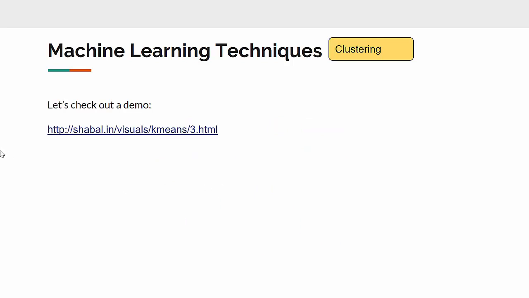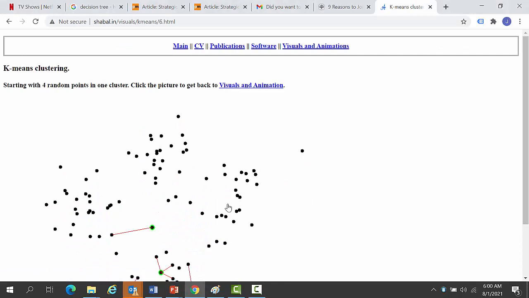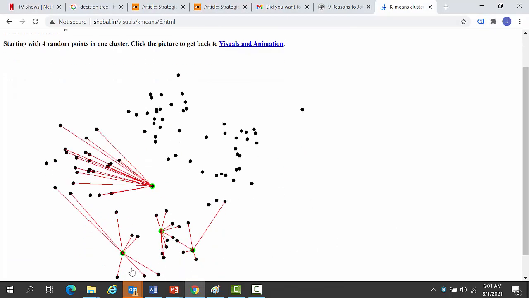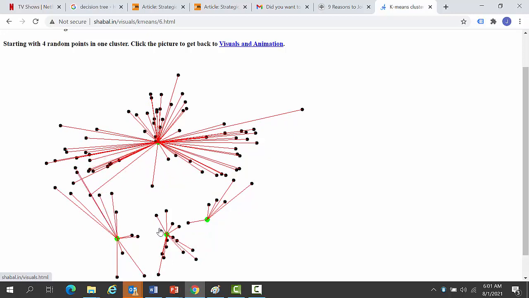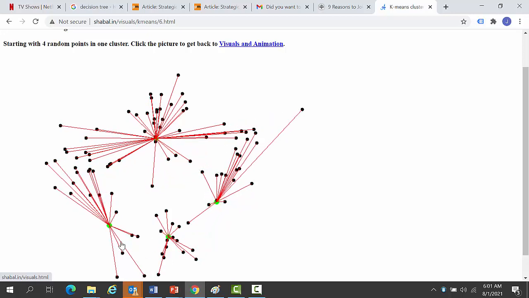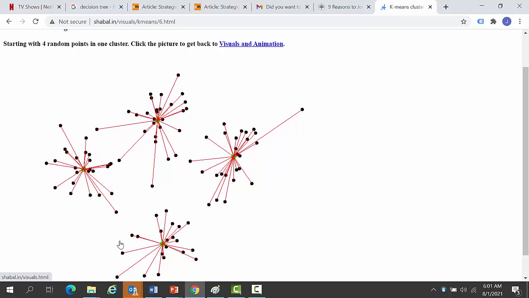Let's take a look at a visual or demo of how clustering takes place. These four points that are circled in a green circle are being chosen as what we call a centroid. And we are linking the rest of the black points to the nearest green point possible. Once that is done, we will be moving the green points such that the green points will always be at the center of all the points that belong to it.